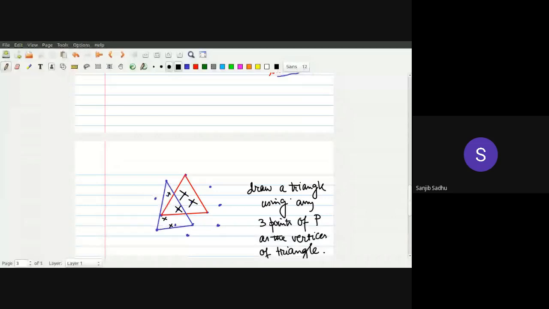Please remember, the vertices of the triangle will be 3 of the given points. I am not telling you to randomly draw a triangle whose vertices are not from the given point set. The vertices will also be the given points. So you draw and remove the points lying inside. After a certain time, all possible triangles have been drawn. So whichever points are left will be the convex hull boundary points. Are you getting it?